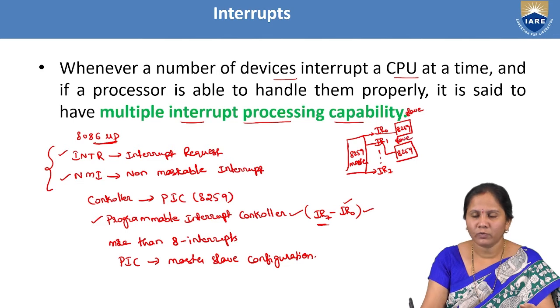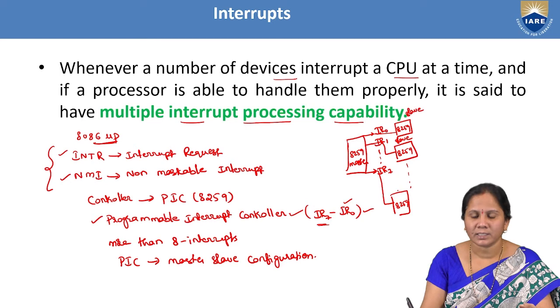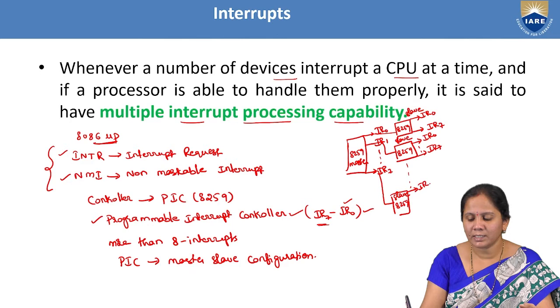This is a slave 8259 IC. Similarly, for IR7 also, you can connect an 8259 IC, a slave IC. Each 8259 IC consists of interrupt request lines from IR0 to IR7. So similarly, for slave 2, you will have IR0 to IR7. Similarly, for the last 8259 IC, IR0 to IR7.